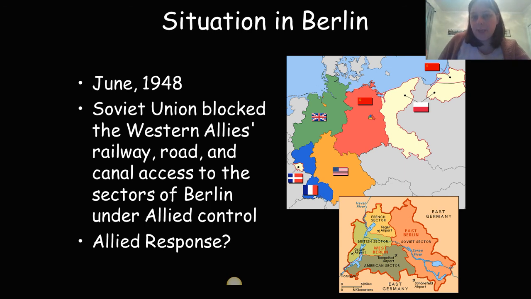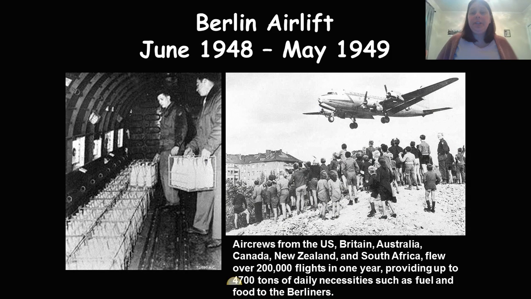We don't want to do that. Containment. We could drop bombs on the blockade. We could fly over it and we could start World War III, which we don't really want to do either. So we're going to decide to take kind of a middle road. We're going to decide to do what we call the Berlin airlift.